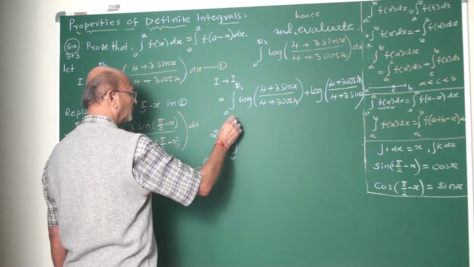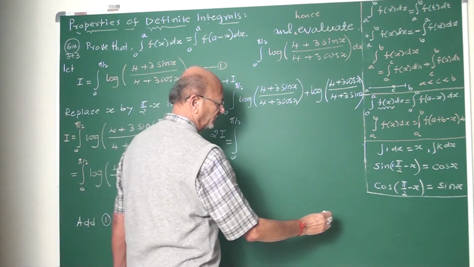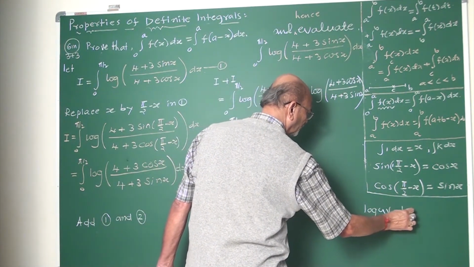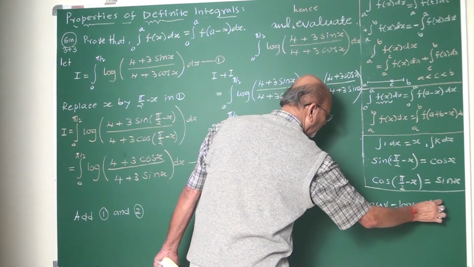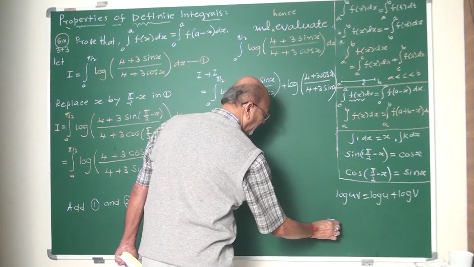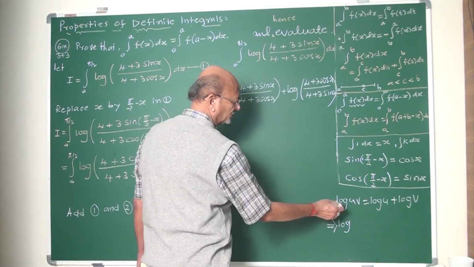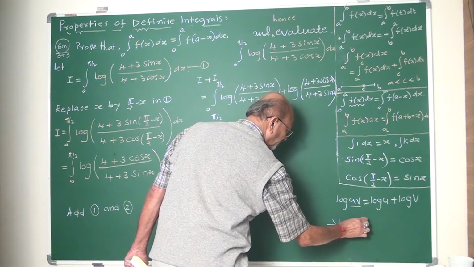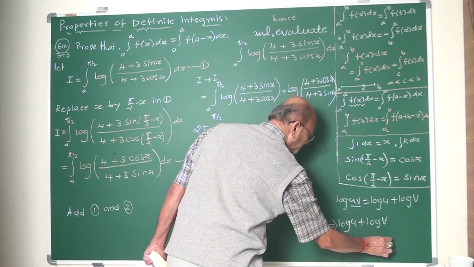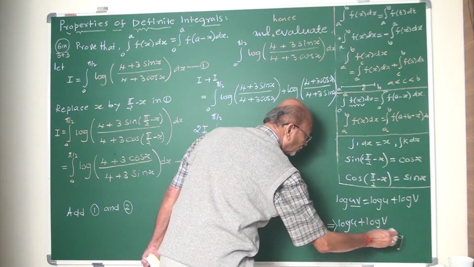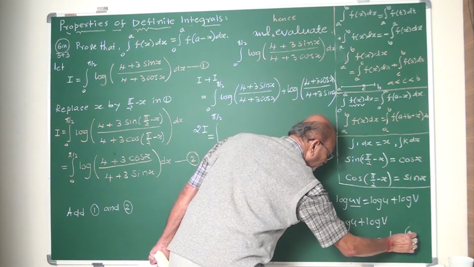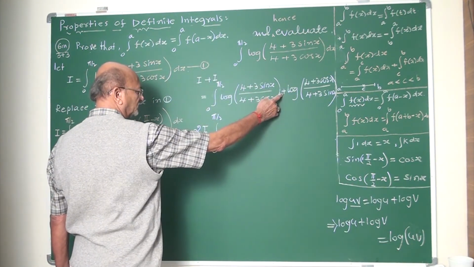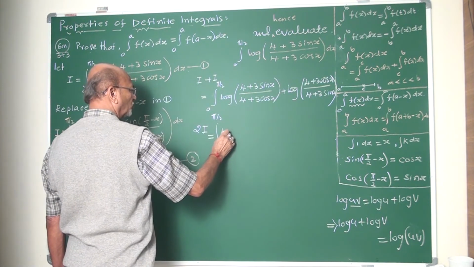This is 2I equal to, my friend, the integral from 0 to pi by 2. You know this property: log of u into v equals log u plus log v. Here you are reversing it. The log of a product is the sum of the logs, so the sum of the logs is the log of the product, u into v. Here it is a sum, and we convert it into the log of the product.